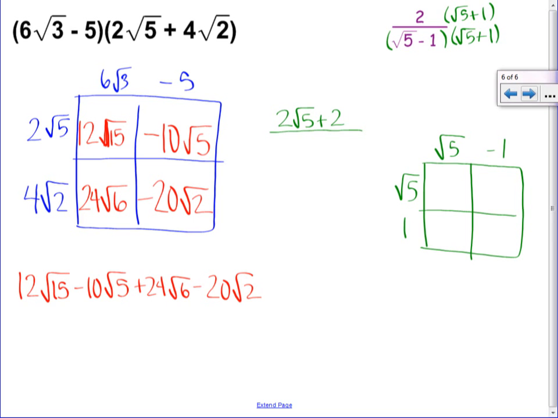Root 5 times root 5, 5, minus root 5, plus root 5, minus 1. 5 minus 1. These cancel out, and we've got 5 minus 1, which is 4.